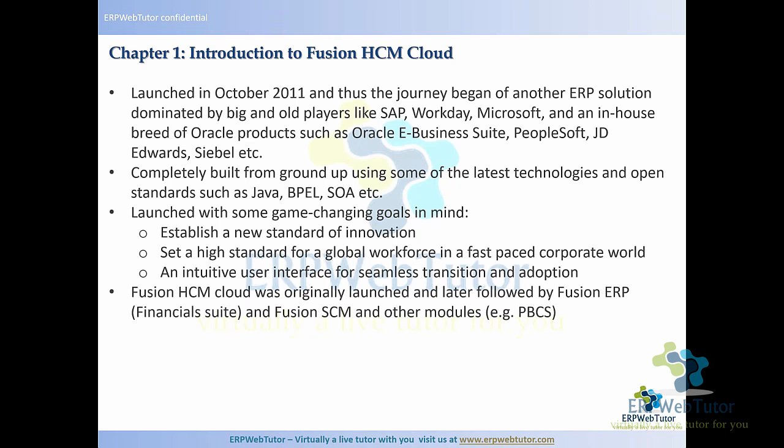So Fusion HCM Cloud was originally launched in 2011. There was only Fusion HCM Cloud, and there were no financials, no supply chain modules, and some of the other modules like PBCS, which is for planning and budgeting, were launched later. So Fusion HCM Cloud was the first product from the Fusion Cloud house, and that's probably the most stable and the most developed product in the suite.